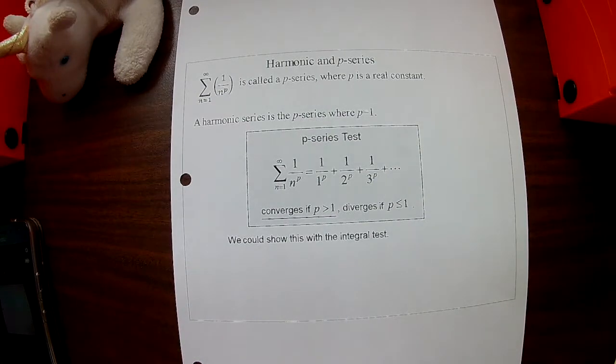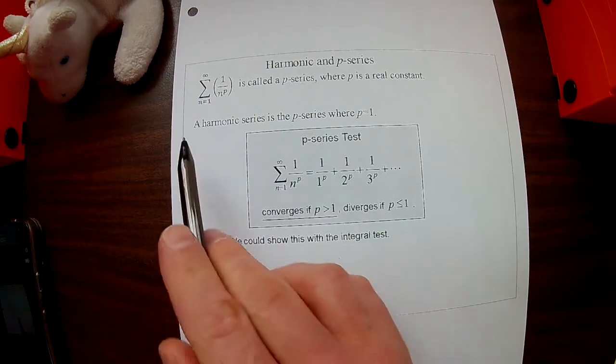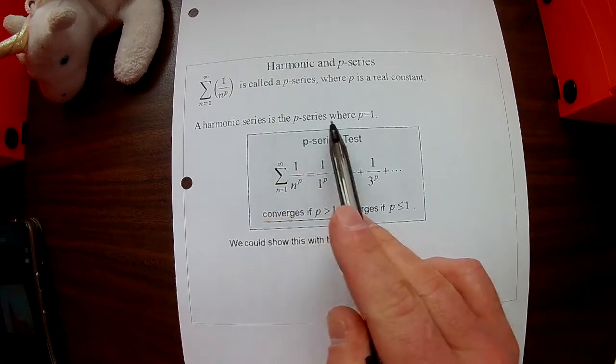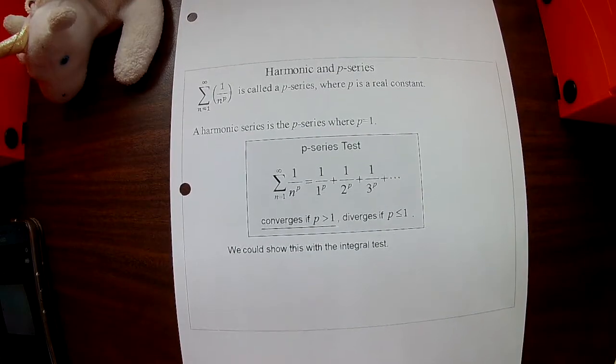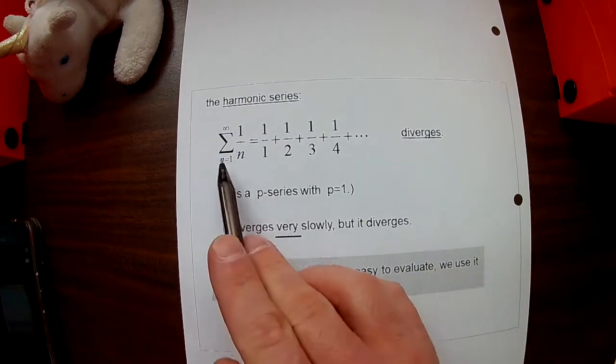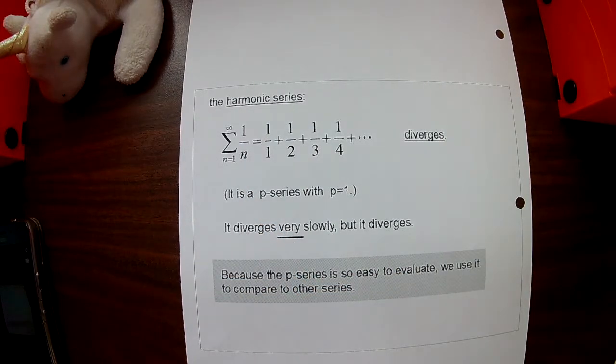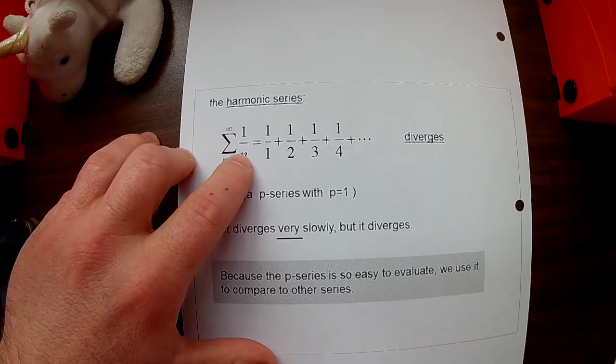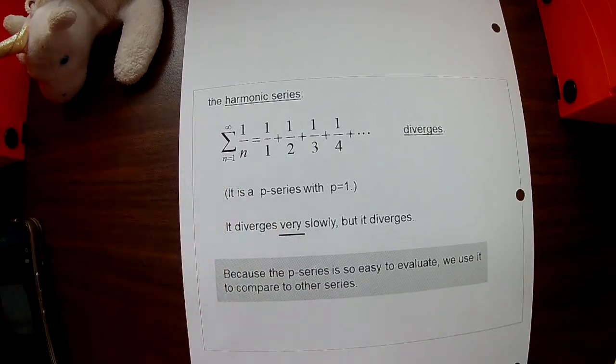Basically what you're looking for is, do you have the variable in the denominator with an exponent there? And again, it's a direct result of the integral test. And right up here, there's a vocab word. Harmonic series is the p-series where p equals 1. You can look right here. This is how you would write out the harmonic series. The harmonic series is the summation from n equals 1 of 1 over n, which is 1 plus 1/2 plus 1/3 and so on. We can see that this is a p-series with p equals 1, so it diverges. It diverges, but it diverges very slowly.